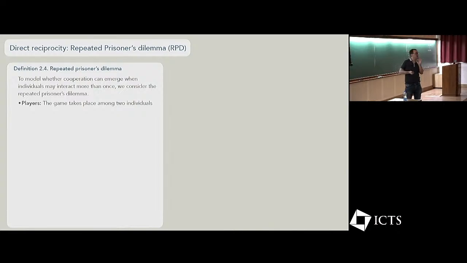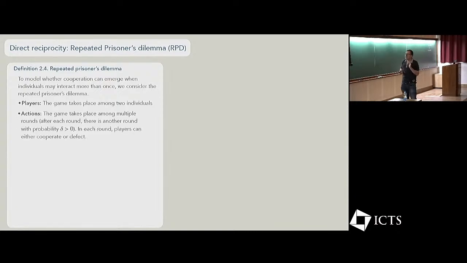So first, who are the players? I just assume that the game takes place among 2 players. Then what are the actions that the players can choose? I assume that the players play over many rounds, and in each round they just play the prisoner's dilemma. So in each round, they can just cooperate or defect. What is the order of moves? You could make many assumptions here, but the standard assumption is that in each round, they move simultaneously.